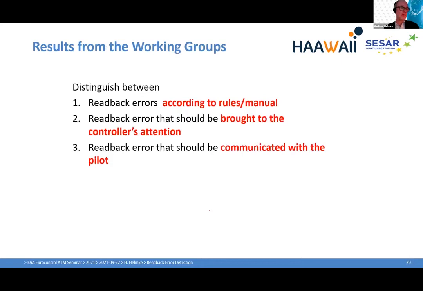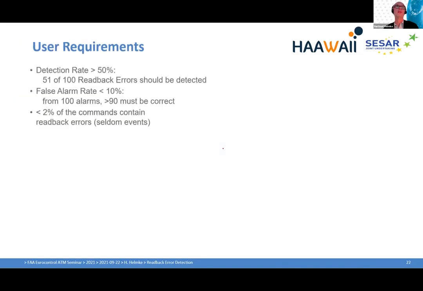So our results from the workshop were that you have to decide between readback errors which are according to the book, readback errors which should be brought to the controller's attention, and third, readback errors which should really be communicated with the pilot. Well, that's a difference. Those are the severe ones. So let's talk a little bit about requirements.